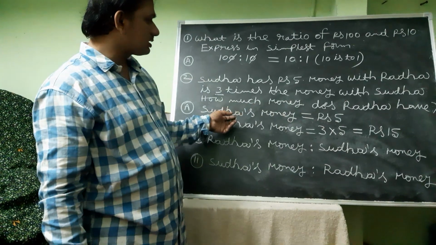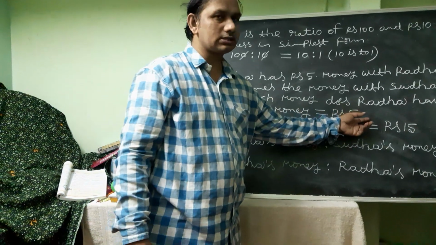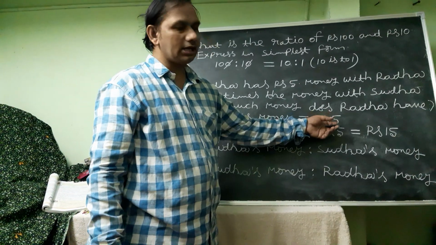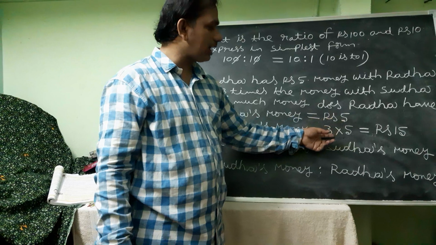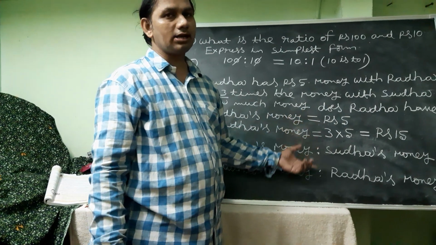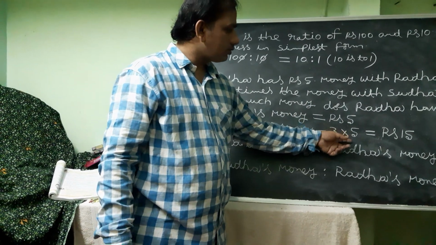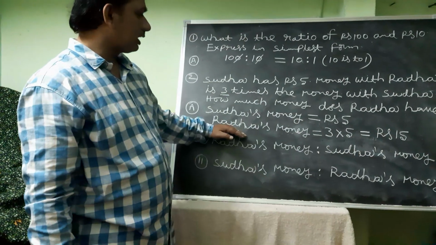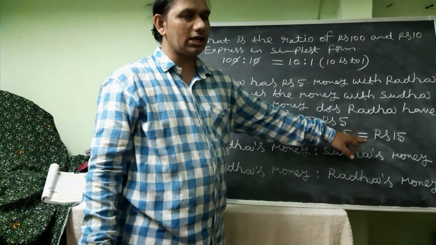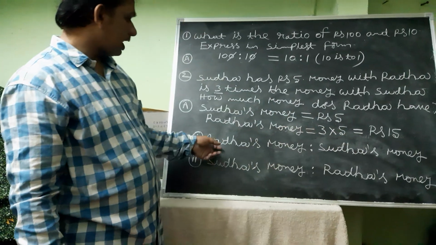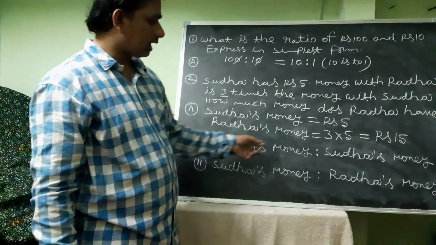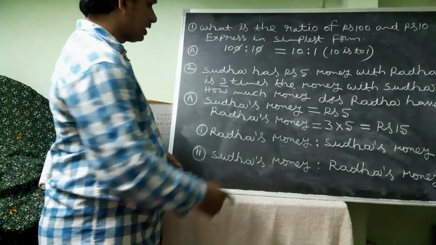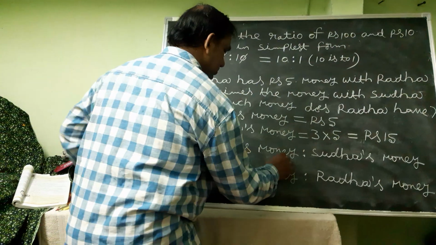So here Sudha's money equal to 5 rupees. Radha's money equal to 3 times the money of Sudha. So 3 times means we will do the multiplication. 3 into 5 equal to 15 rupees. So Radha's money equal to 15 rupees. Now here we will find the ratio of Radha's money is to Sudha's money. Radha's money how much? 15 rupees.